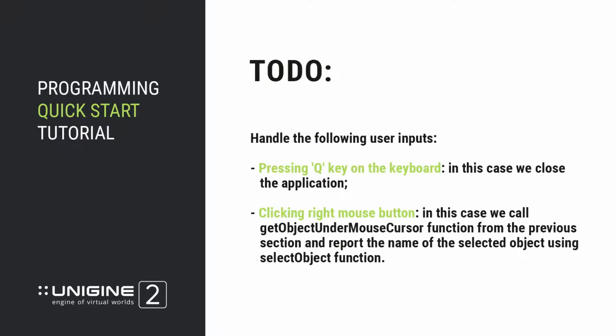In our project, we're going to handle the following user inputs. Pressing Q key on the keyboard, in this case we close the application, and clicking right mouse button. In this case, we call getObjectUnderMouseCursor function from the previous step and report the name of the selected object using selectObject function.